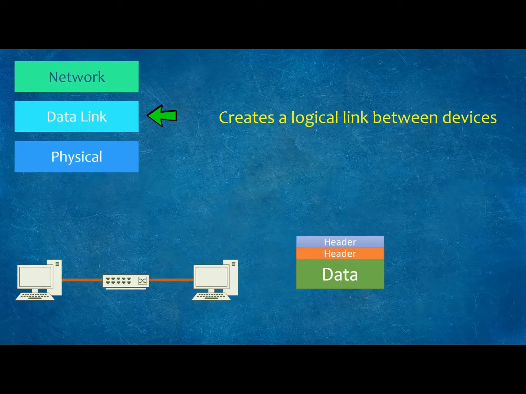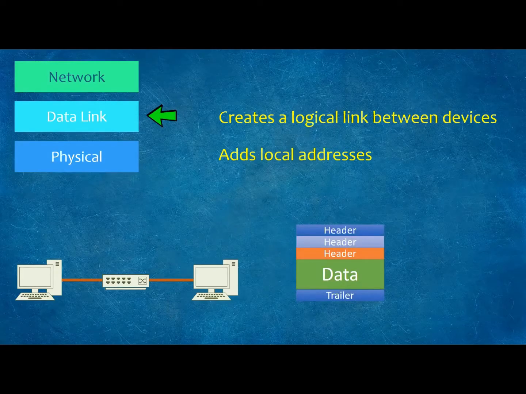A well-known protocol here is Ethernet, which uses MAC addresses. Yet another header is added, which, in the case of Ethernet, includes the source and destination MACs. A trailer may also be added with error correction information. Once the header and trailer are added, this block is now called a frame.